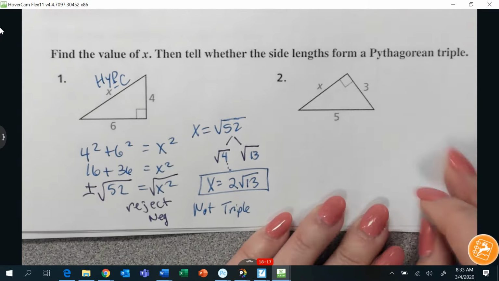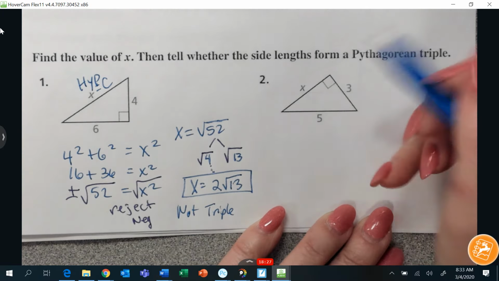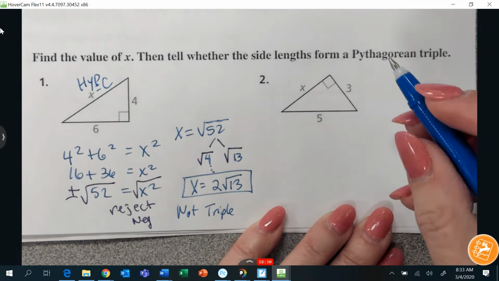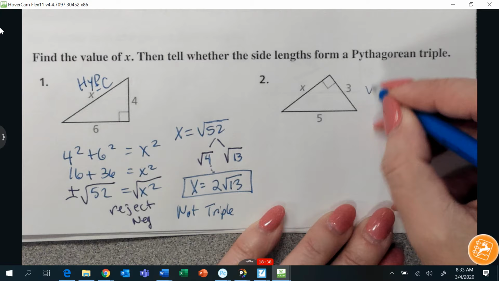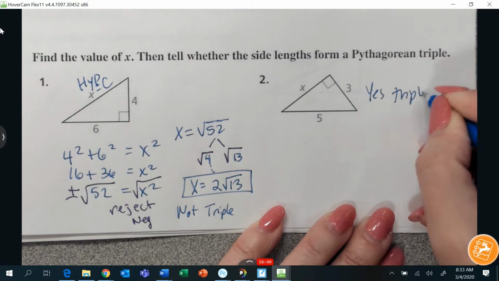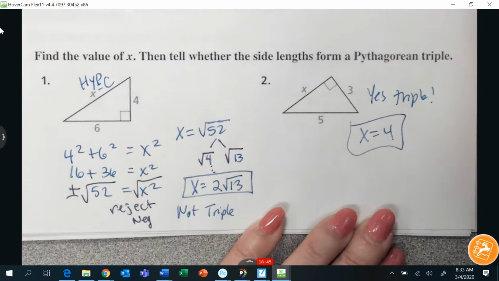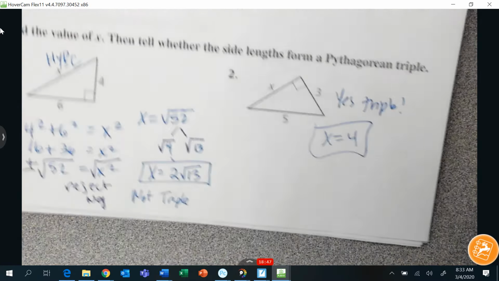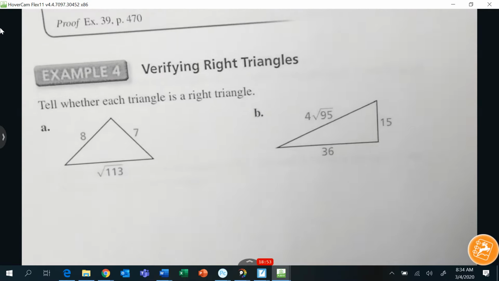How about number 2? Is it a triple? Just double check which triple you think it is. 3, 4, 5. In order to be 3, 4, 5, the 3 has to be a leg, and the 5 has to be the hypotenuse. Is it? Okay, so then yes, this is the triple. And then we can write x is 4. Done. And you know what? If you don't realize it's a triple till later, you do the Pythagorean, you get the right answer anyway. Hopefully. Let's just say hopefully.